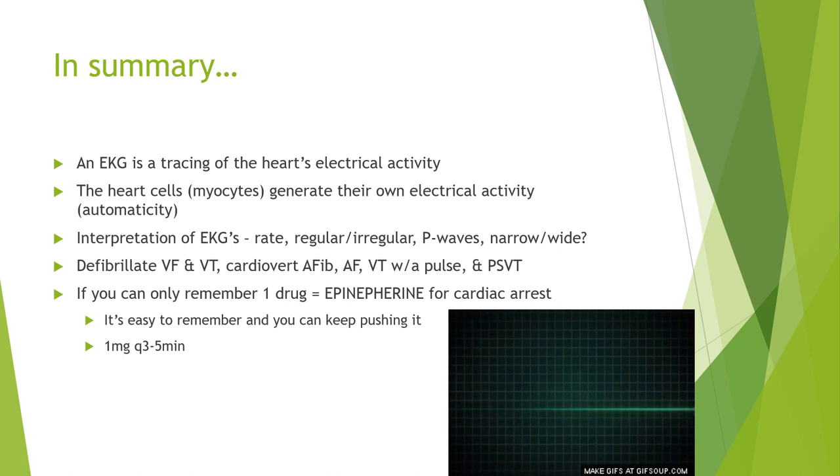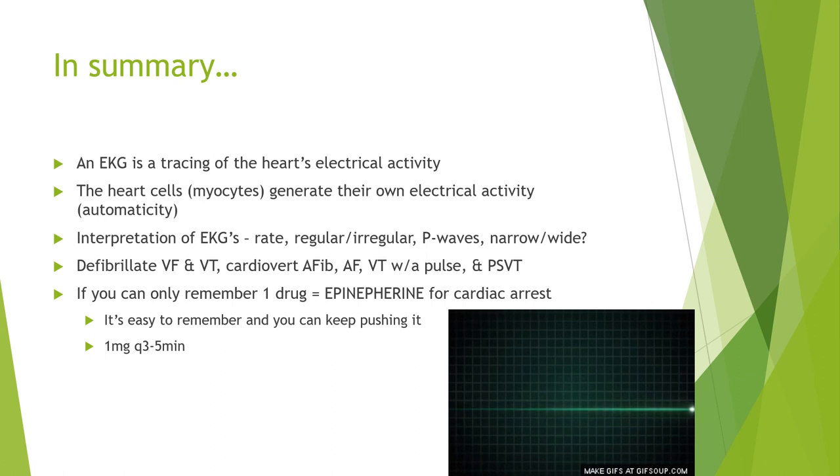Interpretation of EKGs, you're going to look at the rate. You're going to look at whether it's 60 to 100, faster than 100, lower than 60. You're going to look to see if it's regular or irregular. You're going to look at your P waves. Do the P waves match your QRSs? Is the QRS narrow or is the QRS wide?